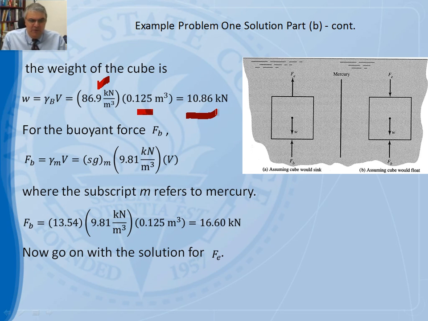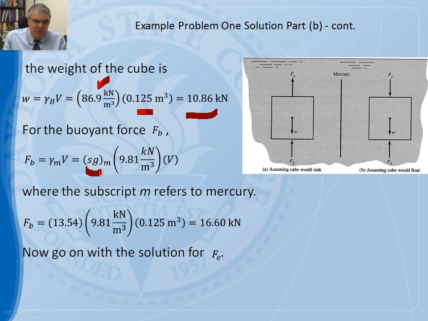in whatever. So for the buoyant force F sub B, we need to get the specific gravity of mercury first, and that's a given quantity.